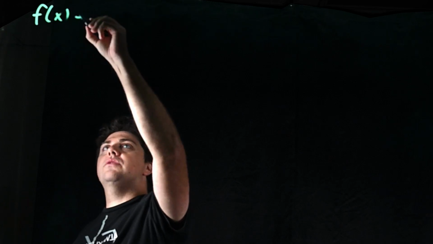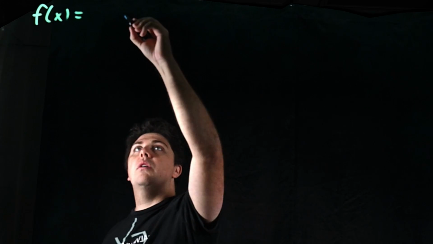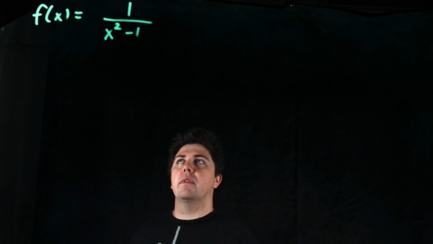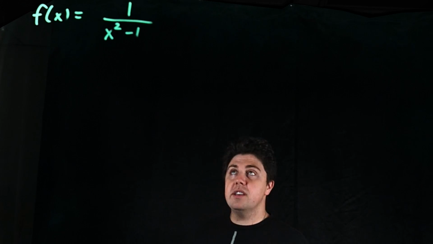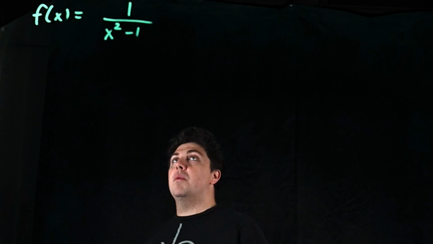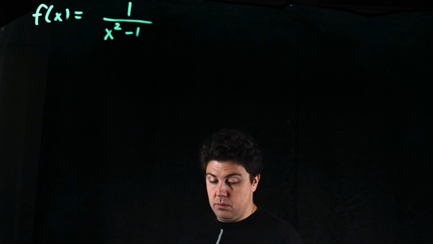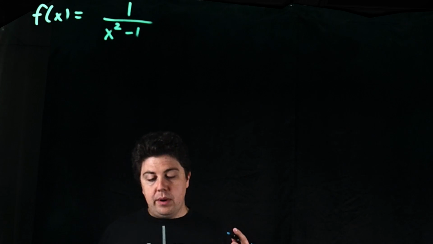So let's go through graphing another example. Let's graph this function f at x, which is equal to 1 over x squared minus 1. This function is slightly more complicated than the last one because it is going to have a whole bunch of asymptotes. So what do we have to do now?